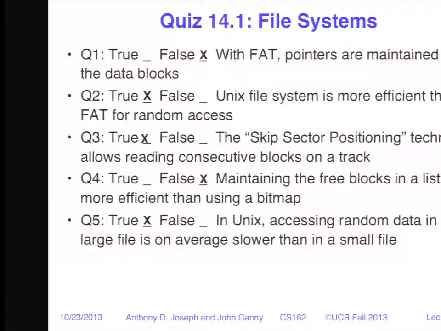Only if in the small file the blocks were not contiguously allocated. If they were completely contiguously allocated in the large file, then yes. But if you took a file as a subset, then I don't think that would be the case.